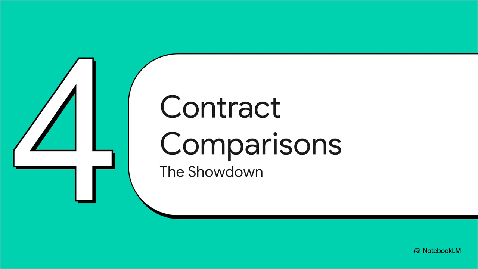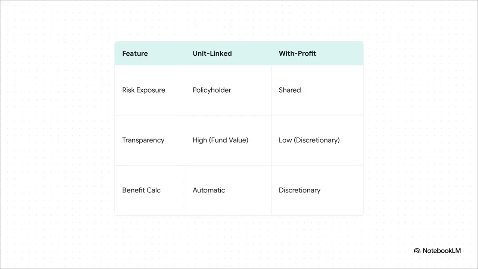Okay, so let's put all this into context with some key contract comparisons. This is where we really get back to the heart of that first exam question. This table is exam gold. Seriously, look at the difference. Unit-linked, risk is on you, the policyholder. With profit, it's shared. Transparency, unit-linked is crystal clear.